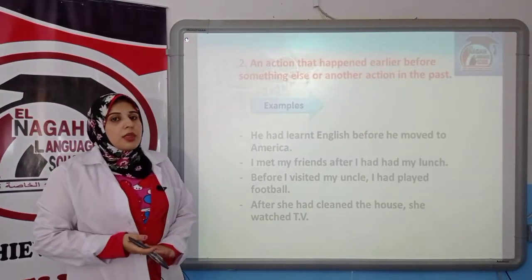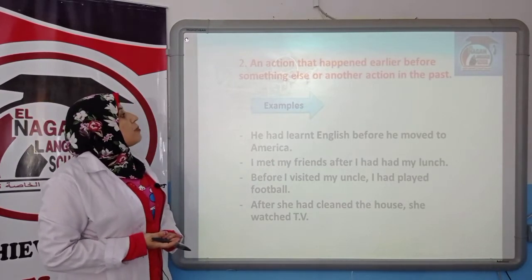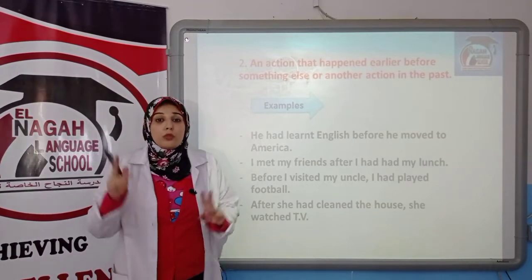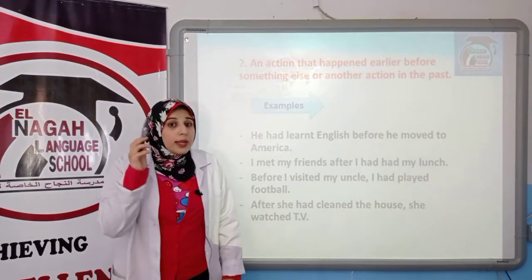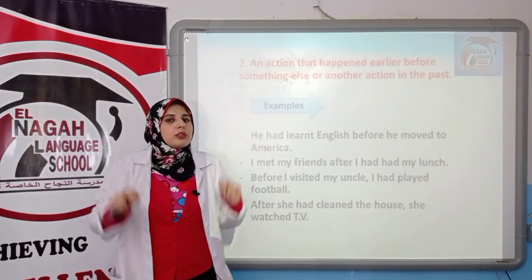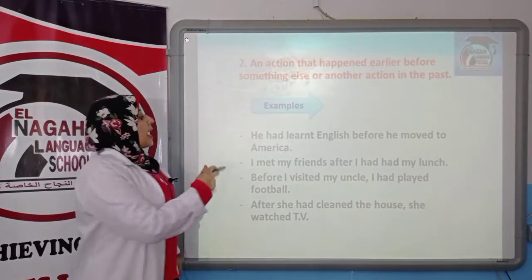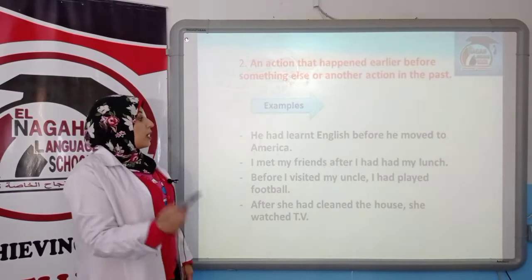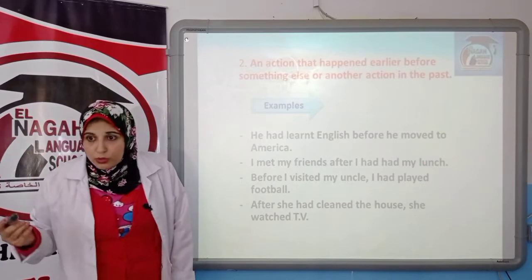The second usage: an action that happened earlier, before something else or another action in the past. What does it mean? We have two or more actions in the past. One happened before the other. Actually, we are talking in the past, no relation to the present. Example: He had learned English before he moved to America, which means first he learned English, then he moved to America.